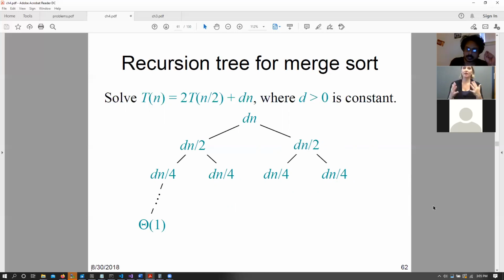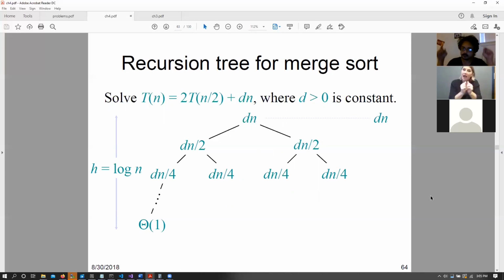Now, if we have this particular tree, can someone tell me, if the number of elements of my array is n, what is the height of my tree? If the number of elements of my array is n, and I'm always dividing my array into 2 halves, what is the height of my tree? Log n. Perfect.